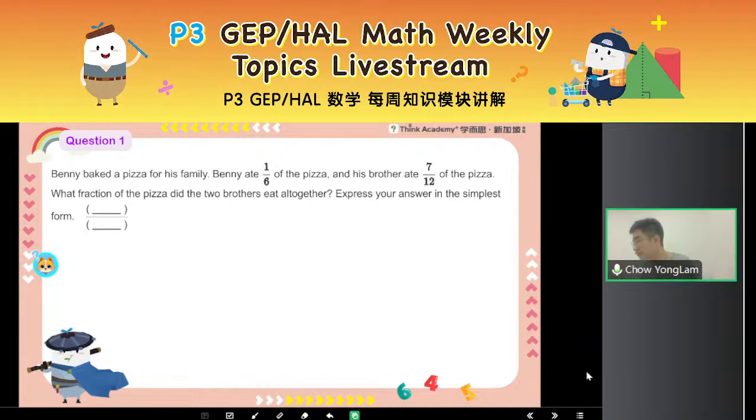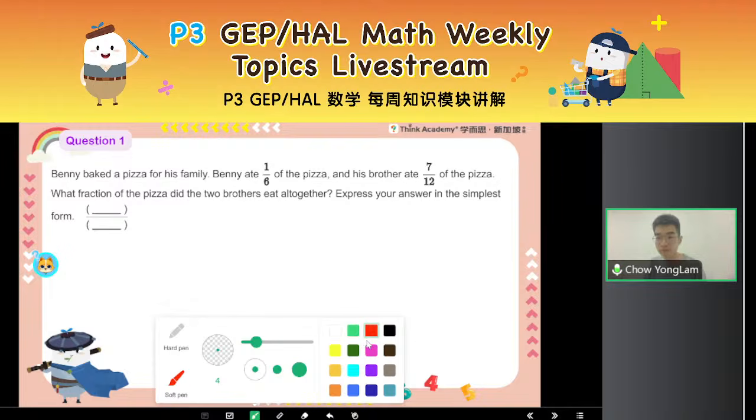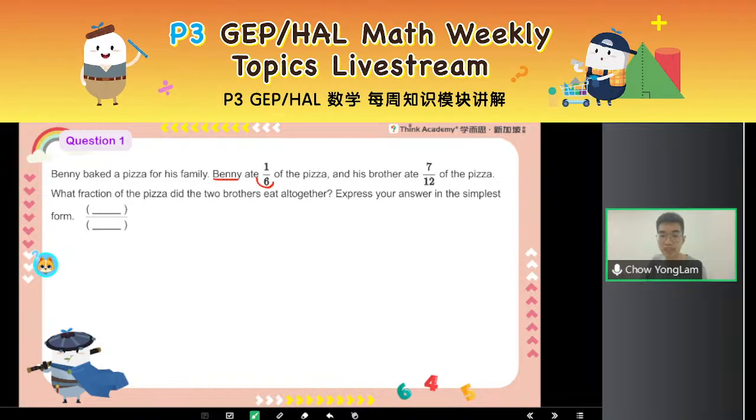Now, how do we use it in word problems? Let's take a look at this question. Whenever you see a word problem, make sure you underline the keywords. Look at what the question wants. So question 1, Benny baked a pizza for his family. Benny ate 1 over 6 of the pizza. So imagine you have an entire pizza. Benny ate 1 over 6 of it. And his brother ate 7 over 12 of the pizza. What fraction of the pizza did the 2 brothers eat all together?